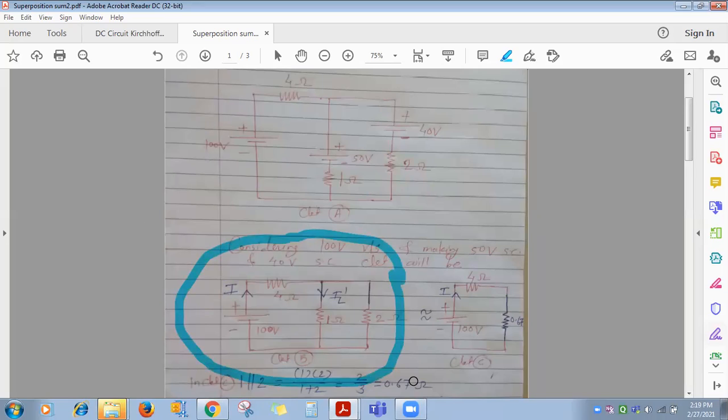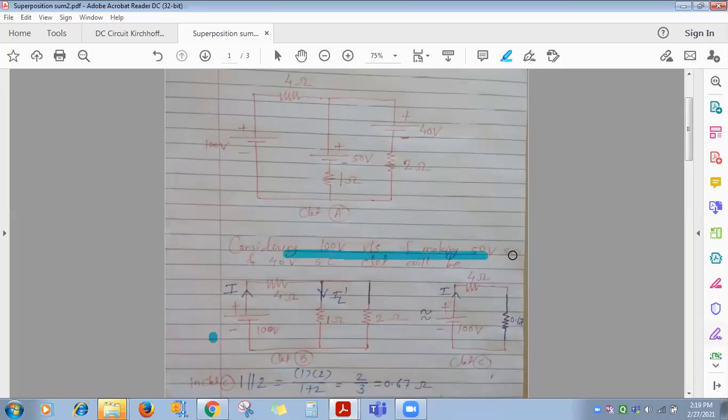So see now, this 50 volt is shorted, this is the shorted branch. This 40 volt is shorted, this is the shorted portion, and 1 and 2 ohm are here, and 4 ohm here. Okay. Now we are interested only in this circuit, considering the 100 volt voltage source and making 50 volt and 40 volt short circuit, it will be like this circuit B.